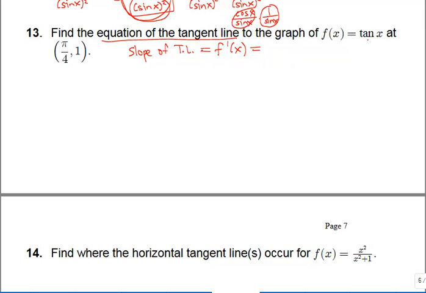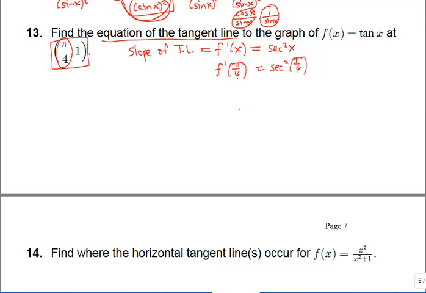Well, if our function is tangent of x, then the derivative of tangent of x, we've already proven, is secant squared of x. Now that's your derivative function anywhere. We need the derivative at this particular point. So we need to find out what this derivative is when x is this pi over 4 right here. So let's plug in pi over 4 for x.